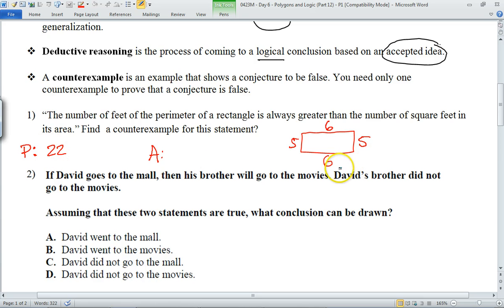How do I find the area? What's the area going to be? It's base times height, length times width. So what's that? That's 30. Now, according to the statement, the perimeter is always greater than the area. But here we have the perimeter being less than the area. So yes, that would be a counterexample. It's just an example that proves it wrong. Okay?